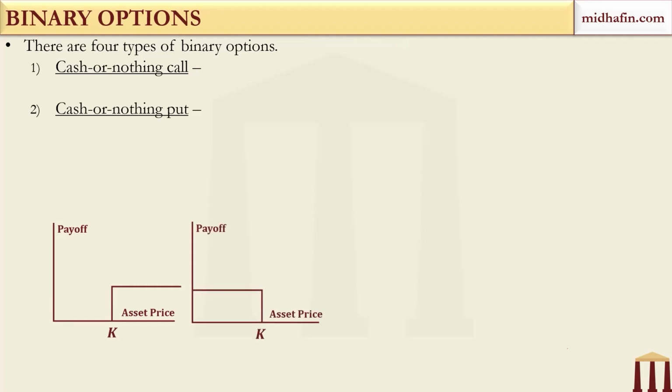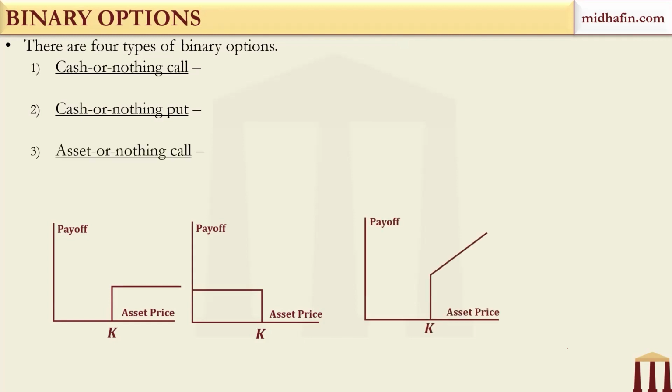Then you have cash or nothing put. Cash or nothing put means if the asset price is below the strike price, then you will receive a fixed cash amount. If it goes beyond the strike price, you will receive nothing. That's why cash or nothing put. Put, why? Because if the prices are low, then only you will receive cash.